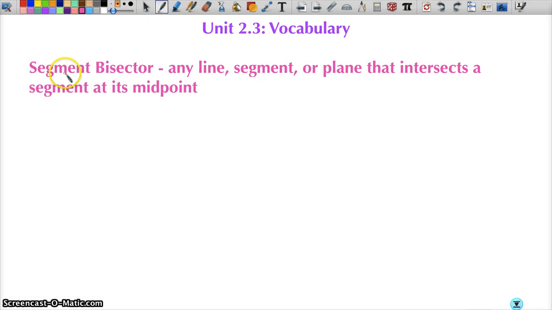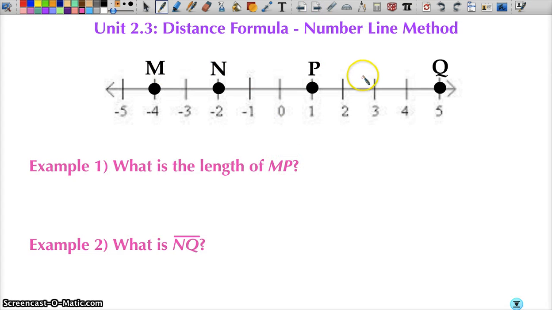Then we go into and talk about a segment bisector, and that would be any line, segment, or plane that intersects a segment at its midpoint. That would make sense because we know that to bisect something is to cut it in half. Bi meaning two, sect is to cross, so it crosses it in the middle. So let's go ahead and deal with some examples using the distance formula on the number line.